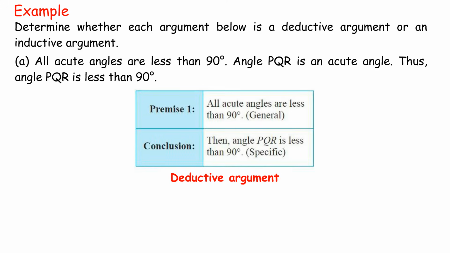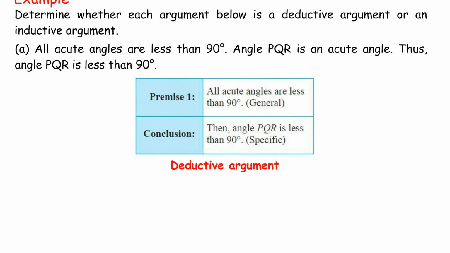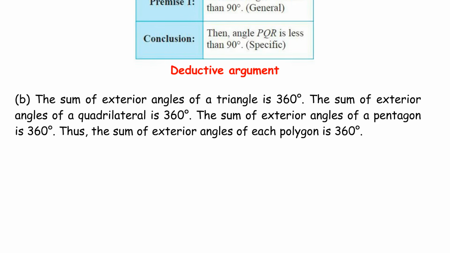Premise 1. All acute angles are less than 90 degrees. General. Conclusion. Then, angle PQR is less than 90 degrees. Specific. B.